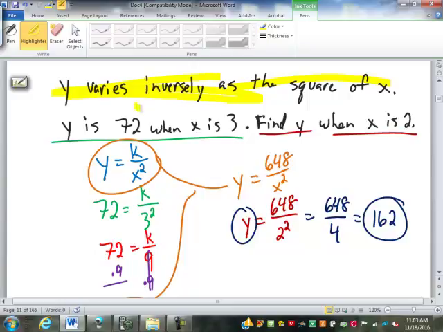So we started out with y is 72 and x is 3. So over here we're going to try to find y when x is 2. Did x get larger or smaller? It went from 3 down to 2, right? So x got smaller, which tells us y needs to get larger. So we got y is 162. Did it get larger? It sure did. It went from 72 to 162. So that doesn't necessarily guarantee that that's the right answer, but it does make sense. It got bigger when x got smaller.